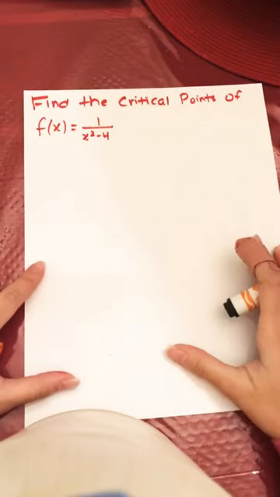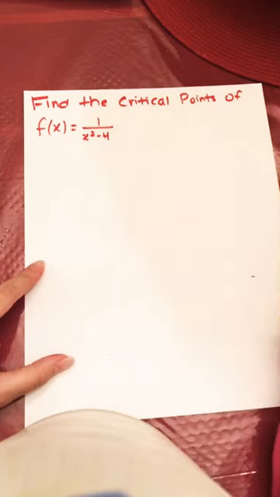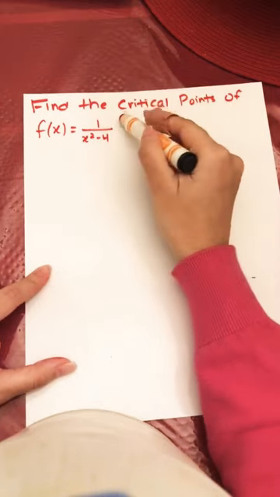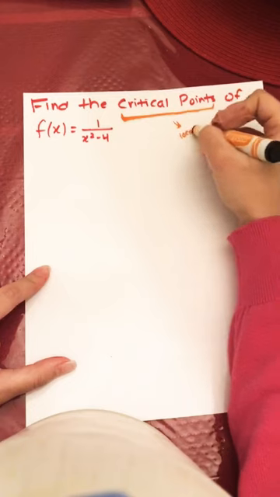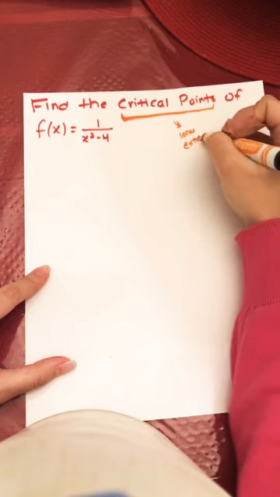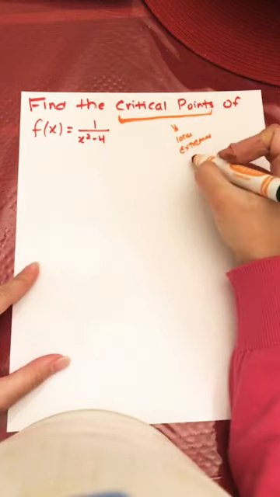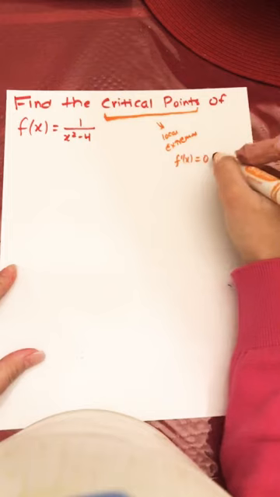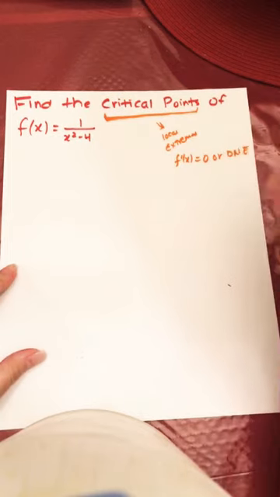Okay, so we're going to be working on finding critical points, and this problem asks us to find the critical points of f of x equals 1 over x squared minus 4. To begin with, critical points are used in order to find local extremas. So we want to write that down, and we do this by finding where f prime of x is equal to 0 or where f prime of x does not exist.